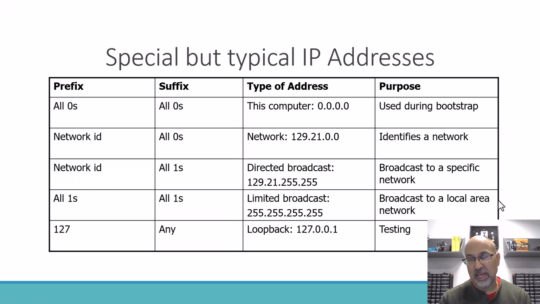Okay, now if we take binary again and we say, whatever we define as the prefix, we're going to put binary ones there, and whatever we define as the suffix, we're going to put binary ones there, we get something called the limited broadcast, which is all 255s in base 10. And that is the broadcast on whatever network you're on. So it's not directed at any particular network, it's just on this network. And then anything with a 127 out front is considered loopback, it's testing. You can ping this address, it doesn't generate traffic on the network. All right, so these are some very special addresses that we have to use in our routing table to help us get to all possible destinations.